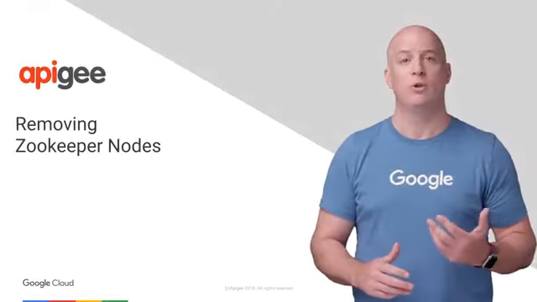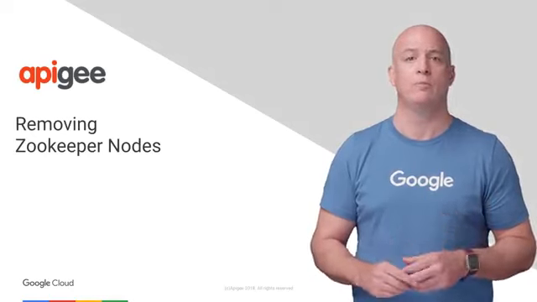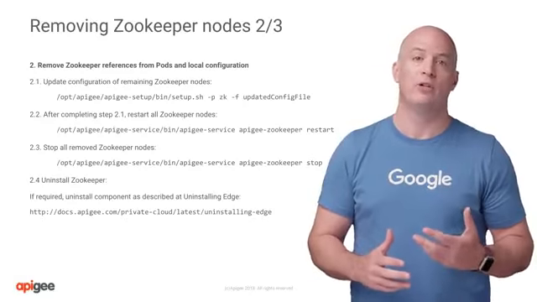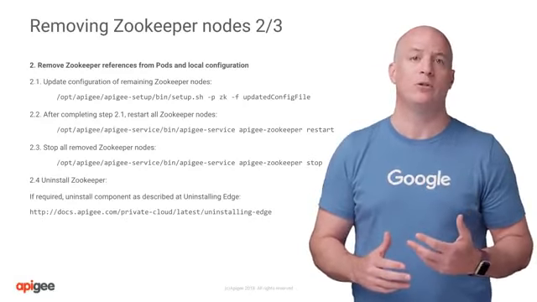Finally, for this session, we'll talk about removing Zookeeper nodes. You can see on screen the original and updated response files. In the updated response file, we lose 3 of the Zookeeper nodes. Note that with only 3 nodes, we do not need to tag a node as an observer. Removing nodes follows a similar pattern to adding nodes.